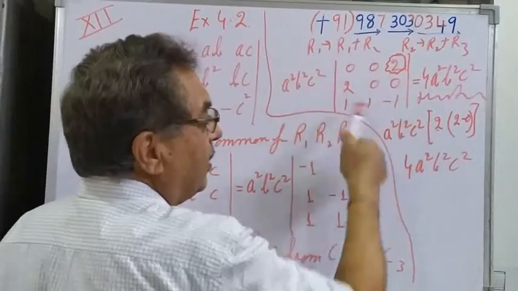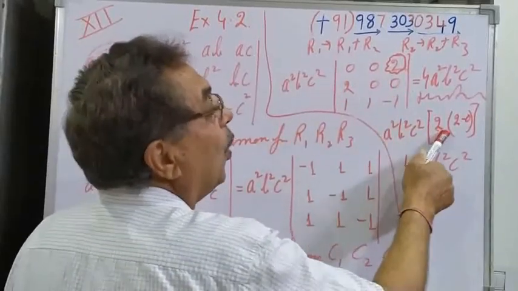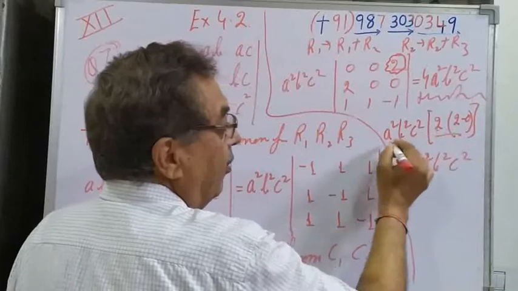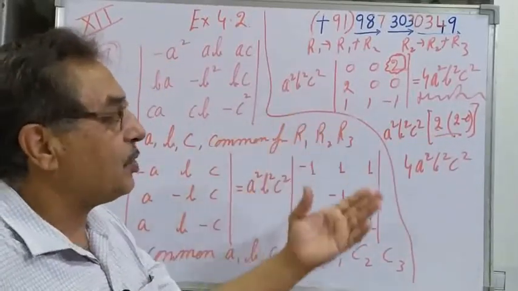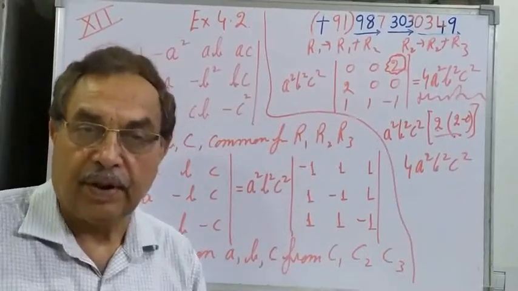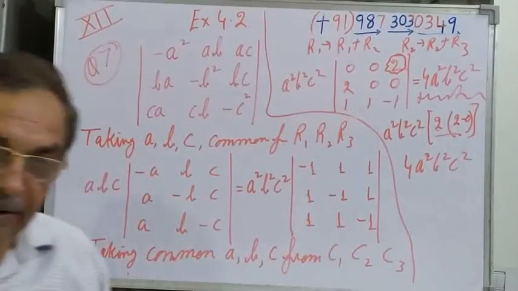On expansion of this determinant, we get 4, and 4 A square, B square, C square is already common from this determinant, and overall we get 4 A square, B square, C square. Hence proved. Thank you for watching.